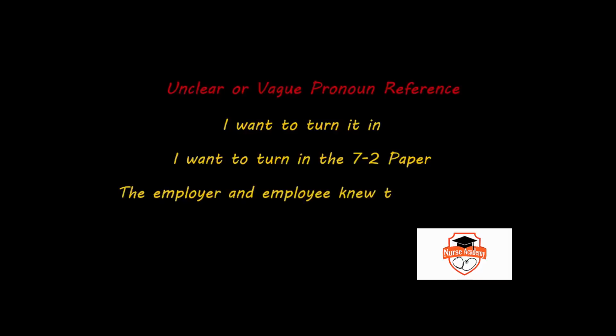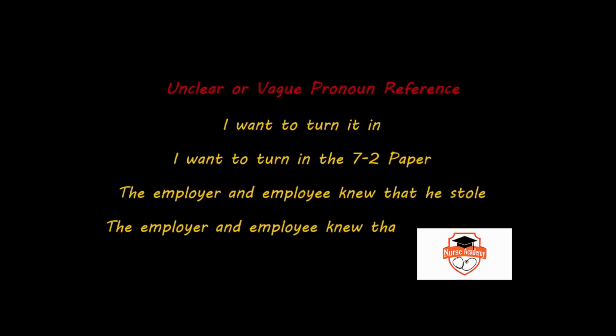Next, let's discuss unclear or vague pronoun references. You always want to make sure you're clear with your pronouns. But if I was to say, I want to turn it in, what is it? You would say, I want to turn in the 7-2 paper. Or you could say the employer and employee knew that he stole. Who stole? So you want to fix that by saying the employer and employee knew that Steve stole. Using pronouns is great, but you want to make sure that you're always clear and concise. If someone doesn't know what it is, you want to clarify by saying it is the 7-2 paper.